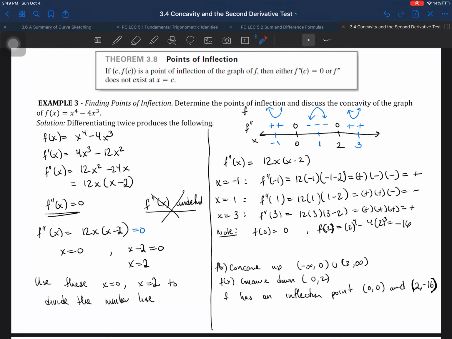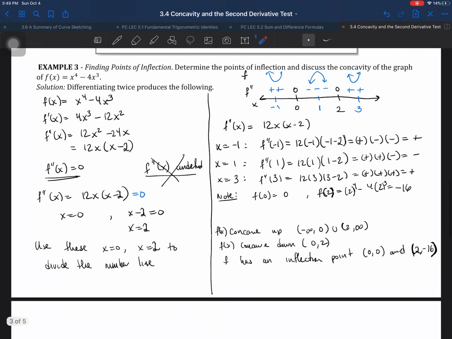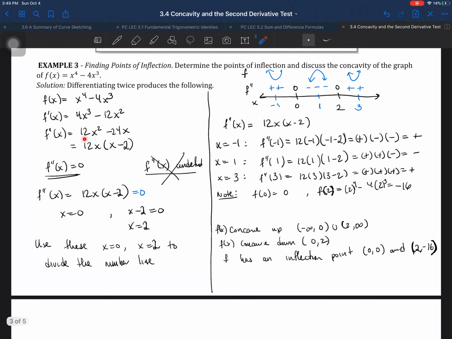What are we going to do first? First, find the second derivative of the function. So we have x to the fourth minus 4x cubed. The derivative of this will be 4x cubed minus 12x squared. The derivative of the derivative will be 12x squared minus 24x. And then naturally we always try to factor this, because this will help us find these much easier. So factor the 12x from this expression, and this is going to leave us with x minus 2.